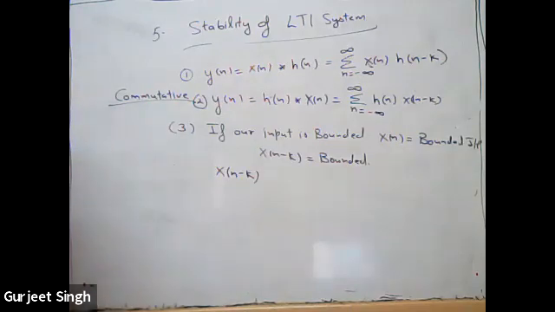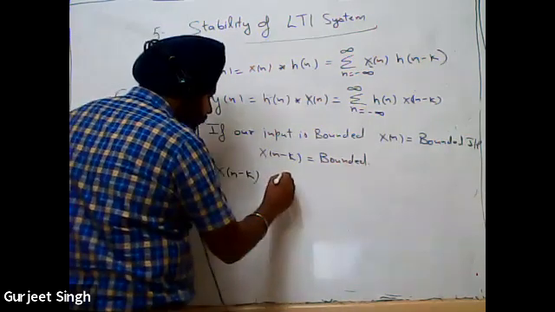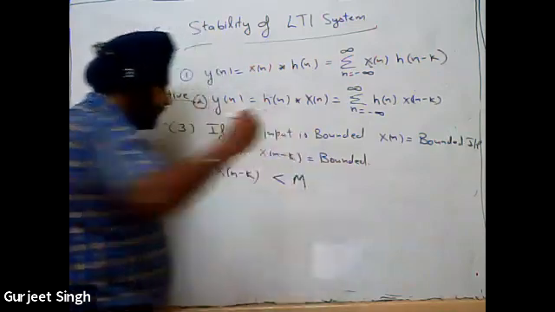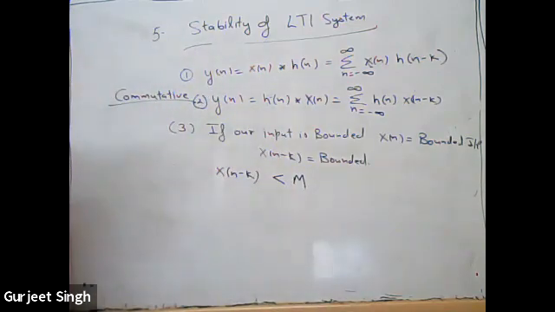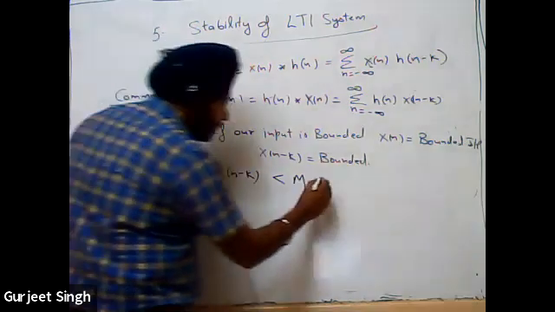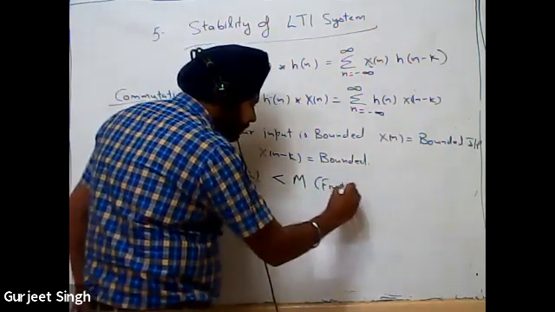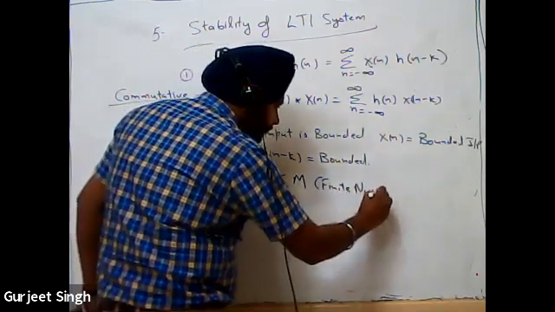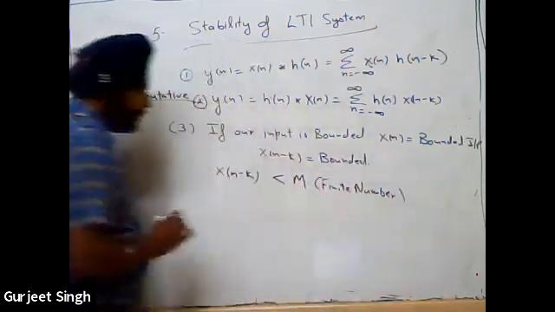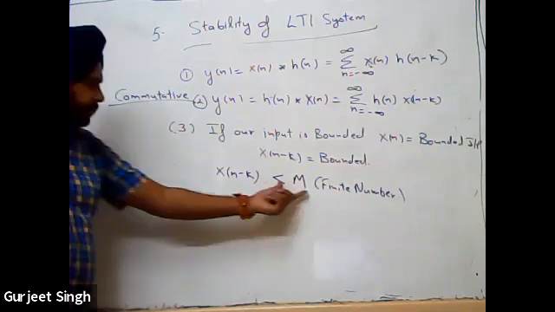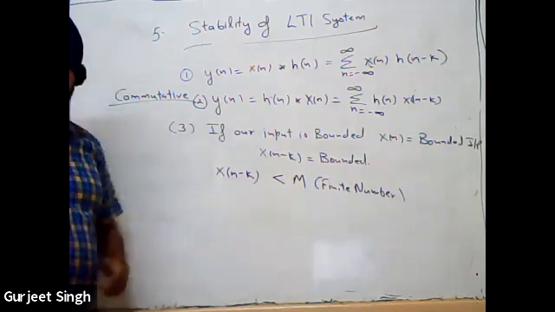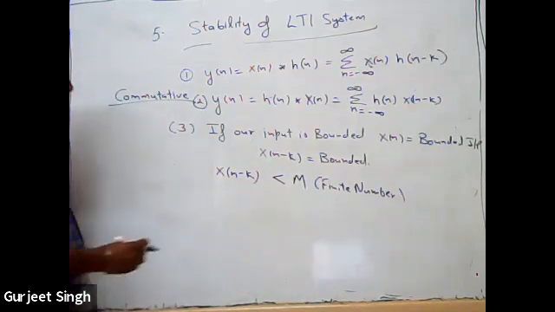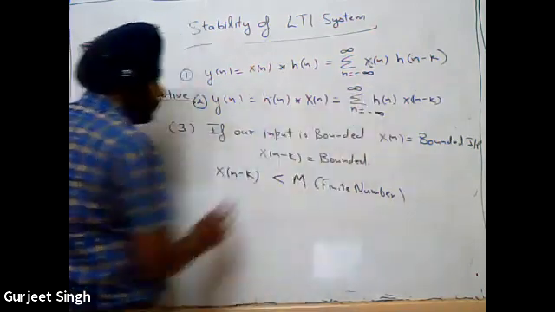We say it is a bounded input, which means its value is less than M, where M is any finite number. So if the input is bounded, then its value must be less than M. M is any finite number. We will put this value here.